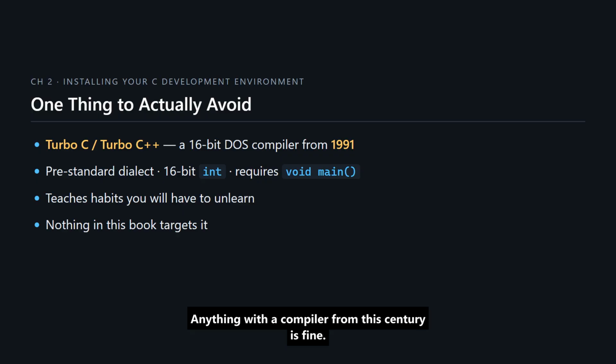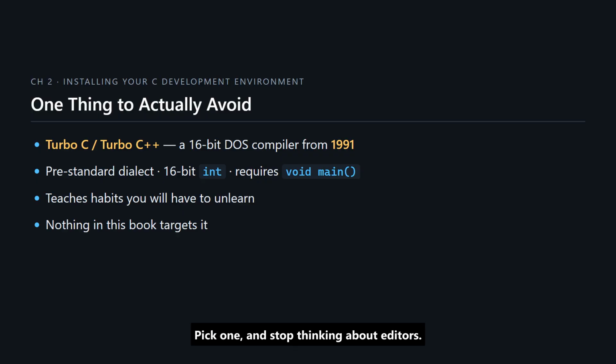Anything with a compiler from this century is fine. Pick one and stop thinking about editors.